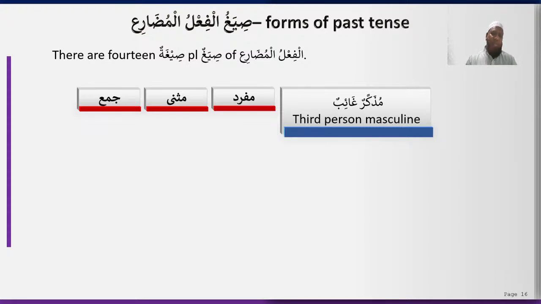Let's take the fi'l nasara. So what we've learned, we need to put one of the huruf al-mudari first. Because it's ghaib, we'll use ya. So ya represents ghaib, third person. And the fa'ul kalima, as we've said, فاء الكلمة is ساكن.